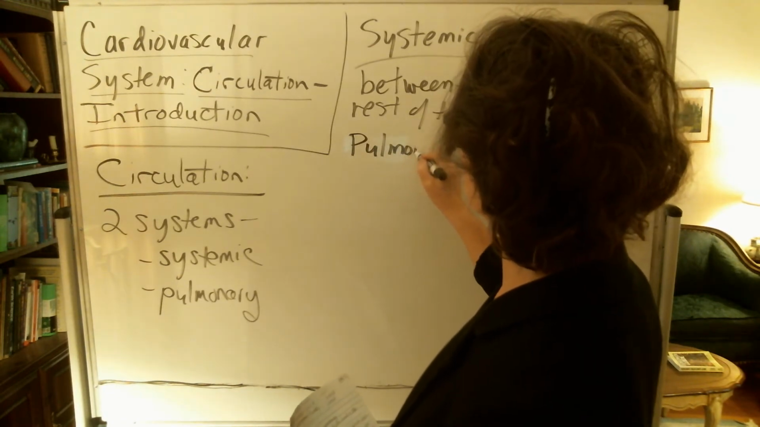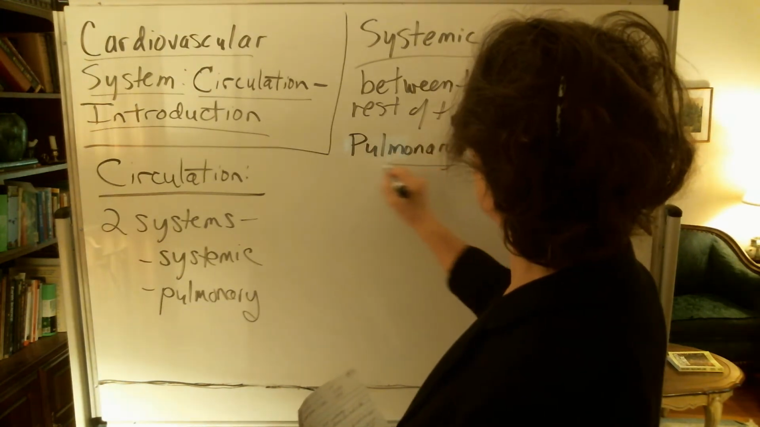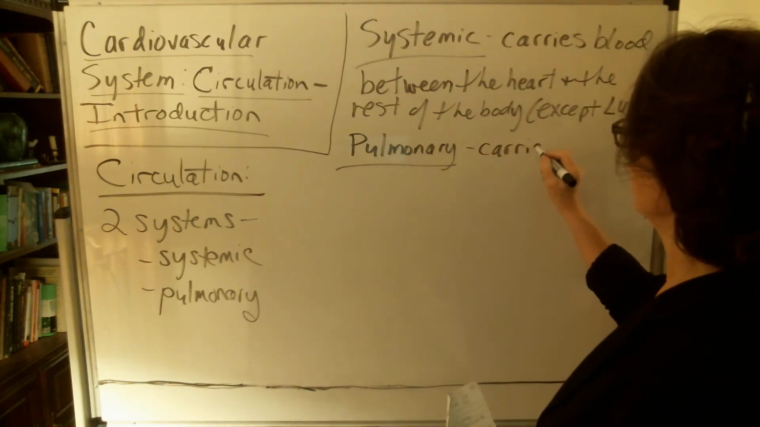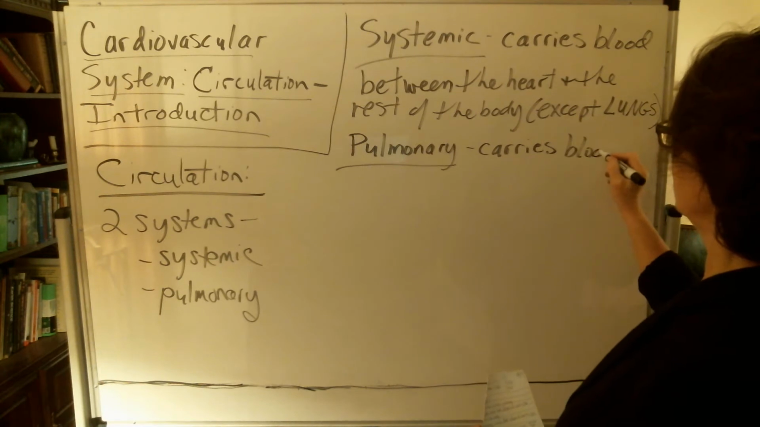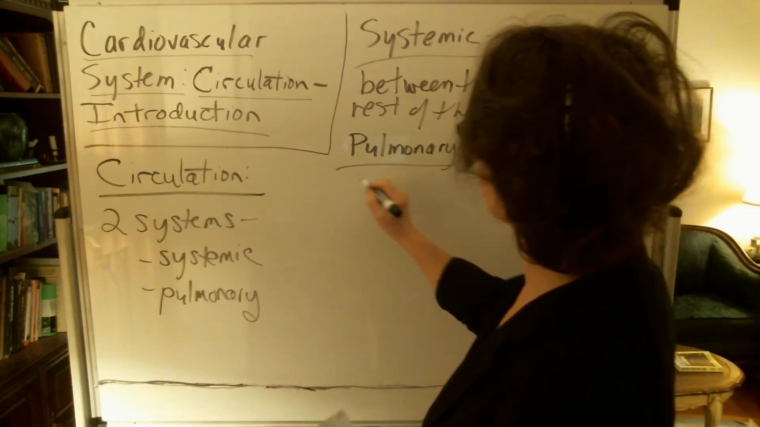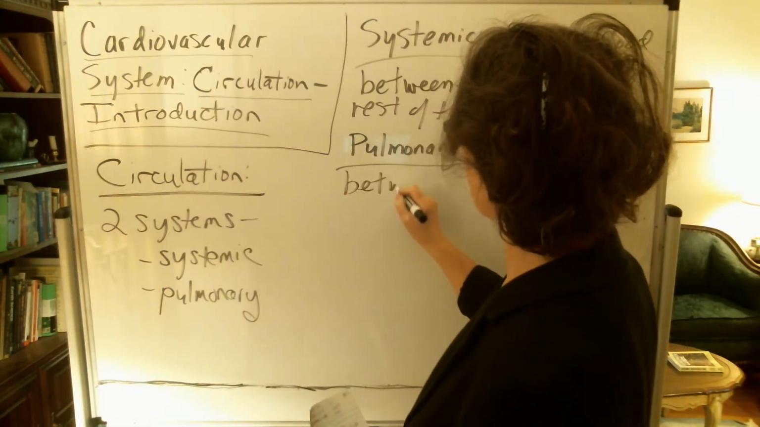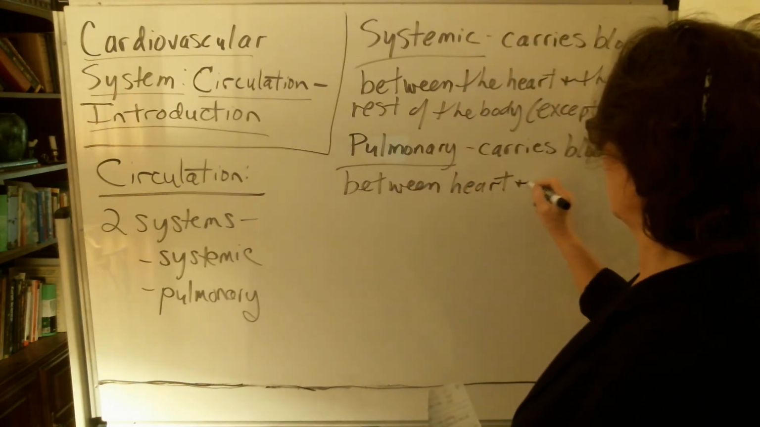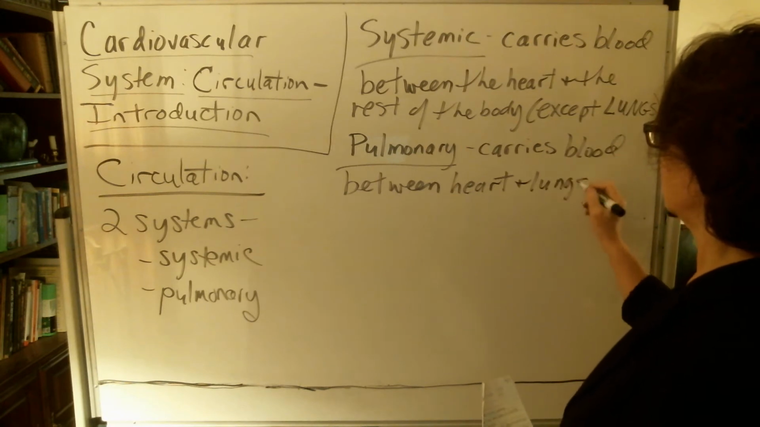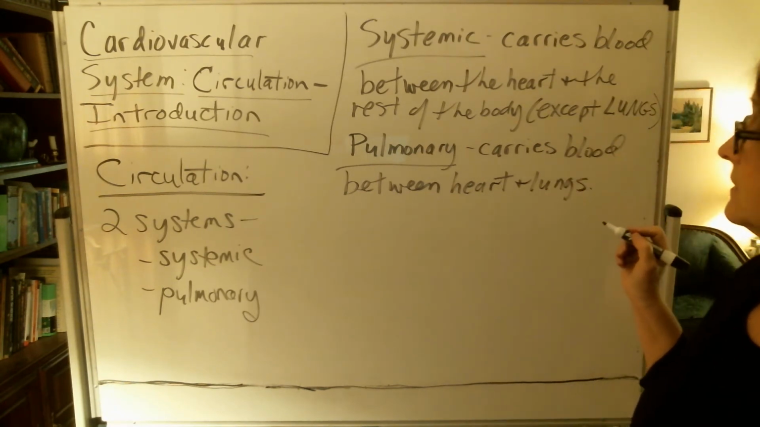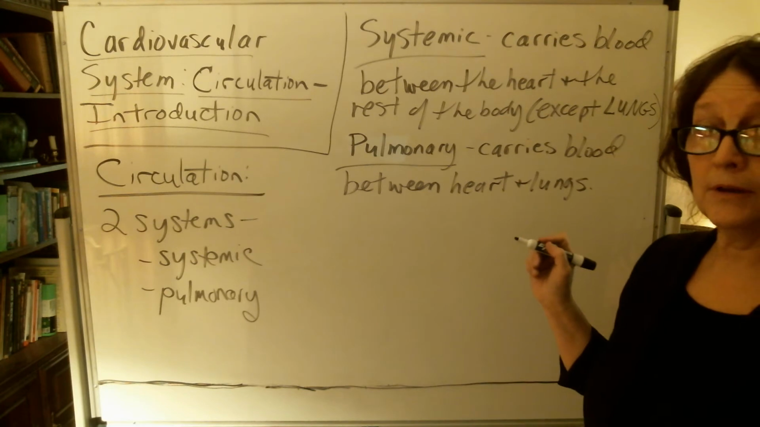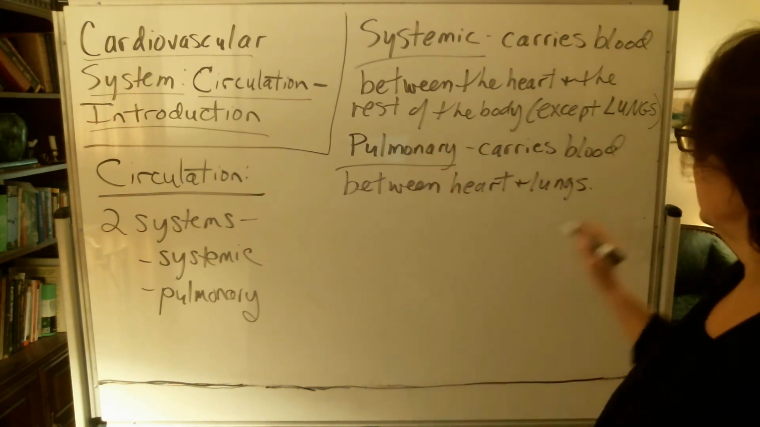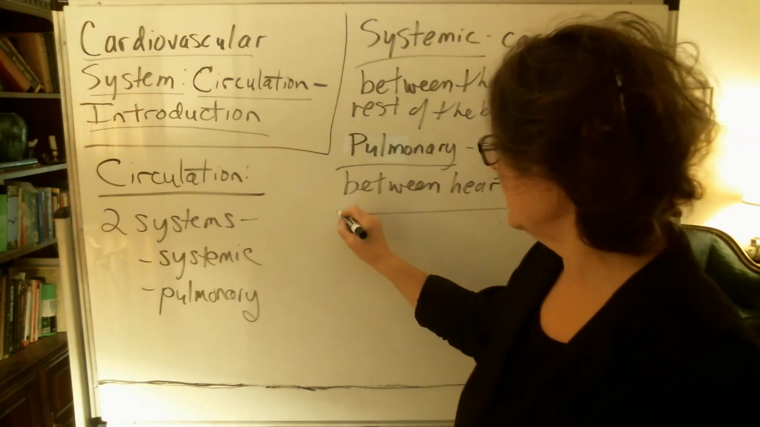And the one exception then is the pulmonary circulation, which carries blood between the heart and the lungs. So any of the blood vessels having to do with taking blood between the heart and the lungs, those are all one way or another pulmonary blood vessels. So that's some terminology you need to know.